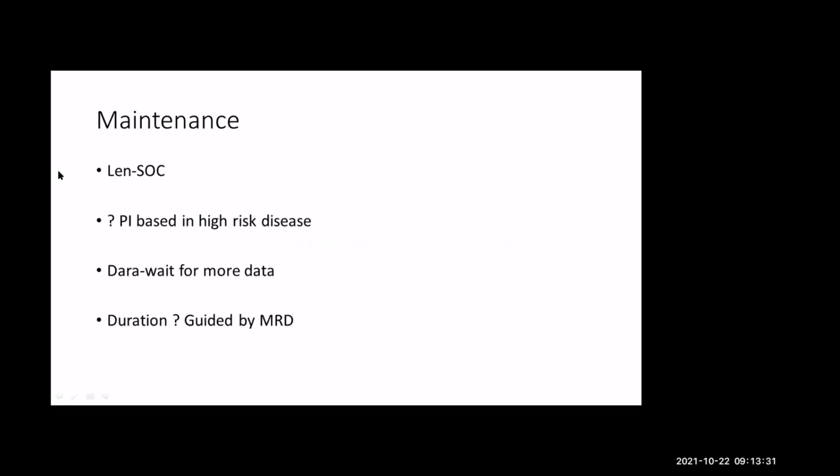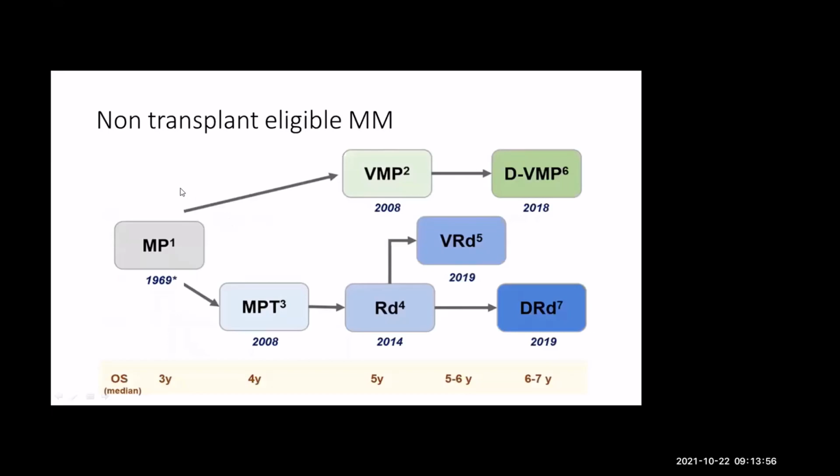So to conclude, lenalidomide maintenance remains standard of care for this patient population. For high-risk patients, probably we may have to do more than just lenalidomide, and adding bortezomib or using bortezomib may be a good strategy. For daratumumab, we have to see more data probably. As for the duration, there are ongoing studies on how long we need to do it, and MRD-guided studies might answer that question. So we move on to non-eligible, or non-transplant-eligible, multiple myeloma patients.